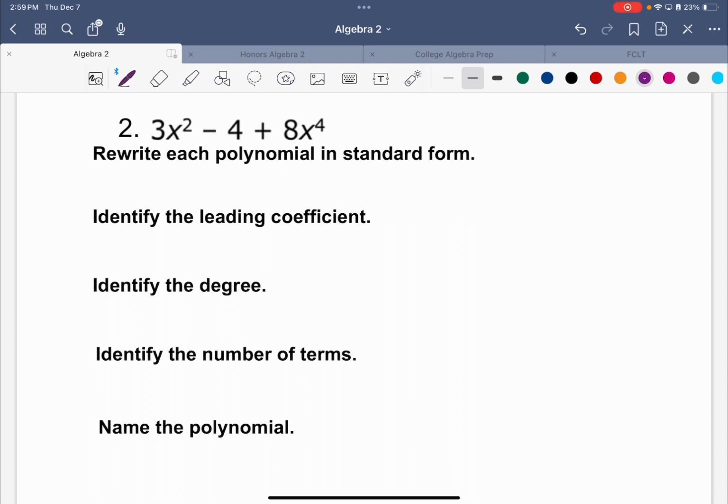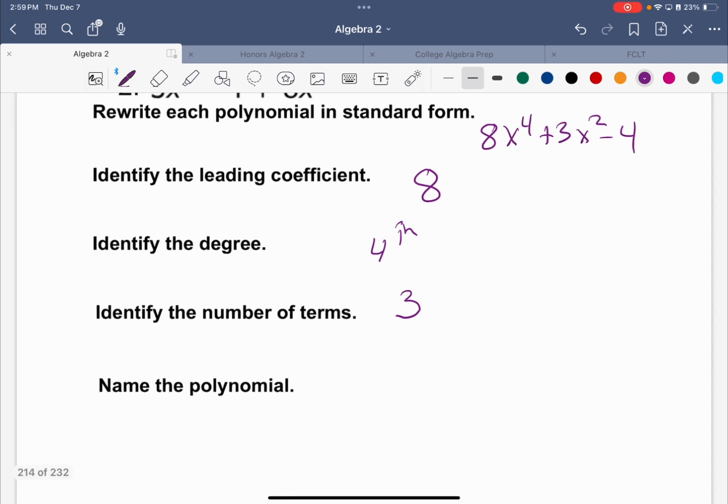Rewrite it. What comes first? 8x to the 4th plus 3x squared minus 4. Leading number. Degree: 4th. Number of terms: 3. So it's a quartic. Quartic trinomial. Good? Okay, so those are the first 5 things that we have to do.